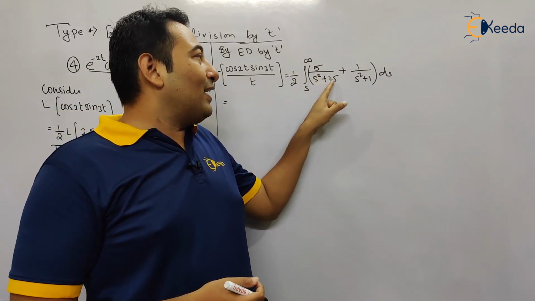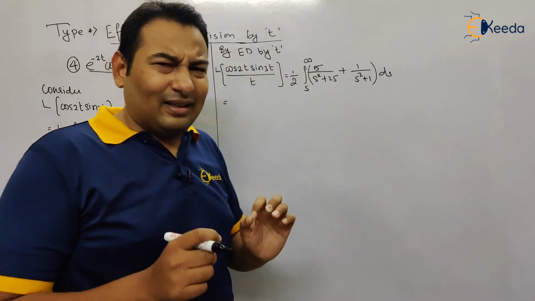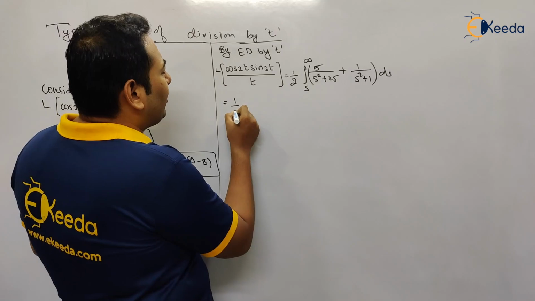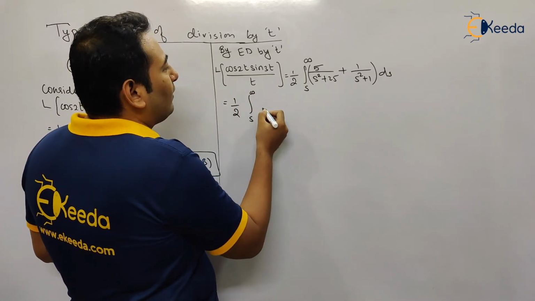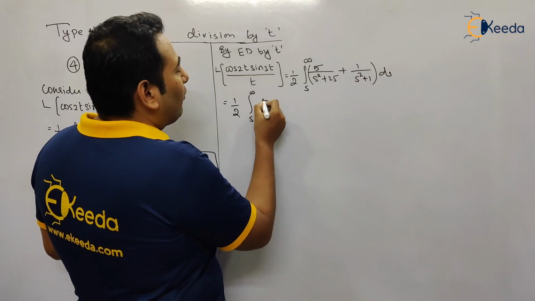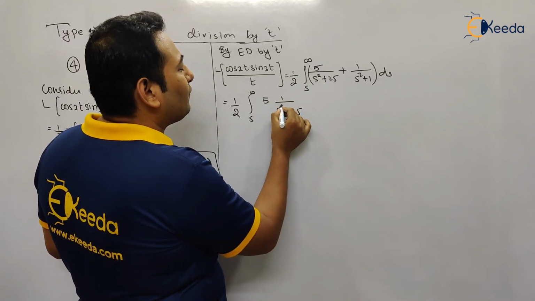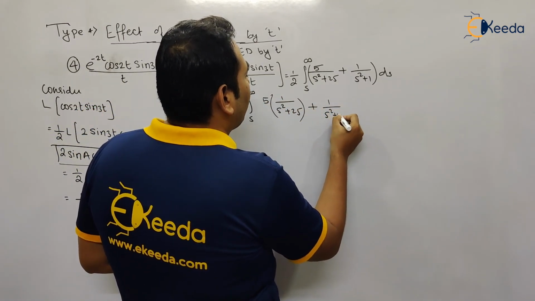See, pi upon s square plus 25, directly you can write it down, but we have given you the formula, so therefore let us first convert it into our required formula. Here it's integration. From this term, let's take pi outside, so that will be 1 upon s square plus 25. This is just for the sake of simplification, nothing else. And here we have 1 upon s square plus 1.